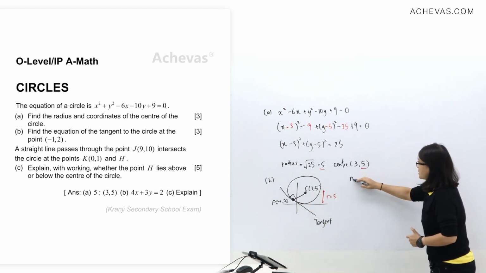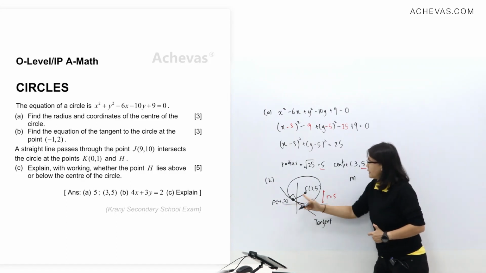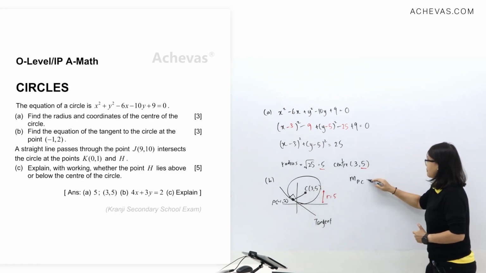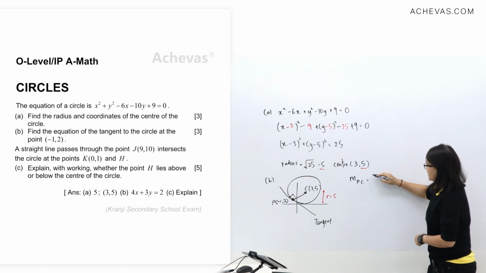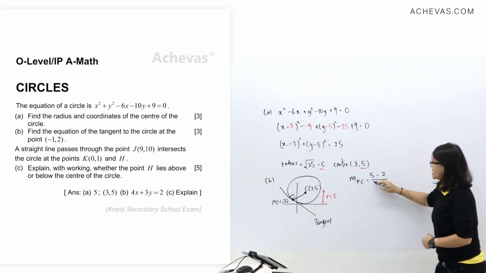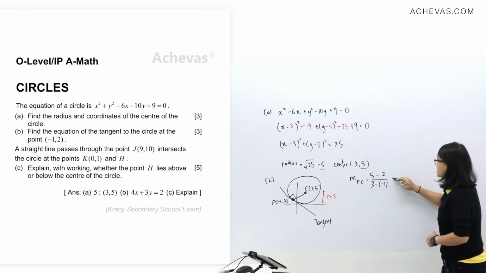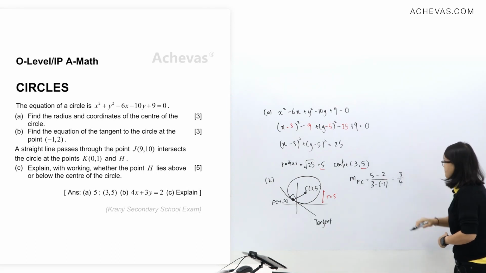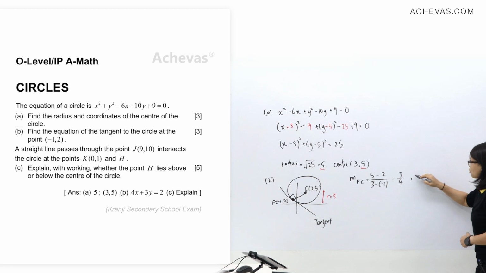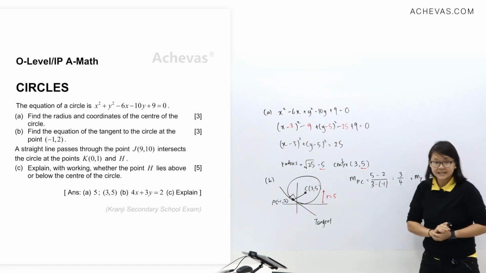So I'm going to write it here. I'm going to use point P and point C to find the perpendicular gradient first. Let's do a gradient formula. 5 minus 2 divided by 3 minus negative 1. So we have 3 over 4 here. Now let's write down the gradient for tangent. Change it to opposite sign, negative, and let's take a reciprocal. So it's going to be negative 4 over 3.